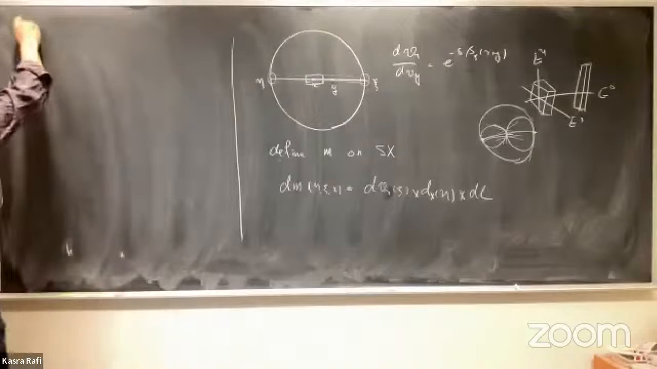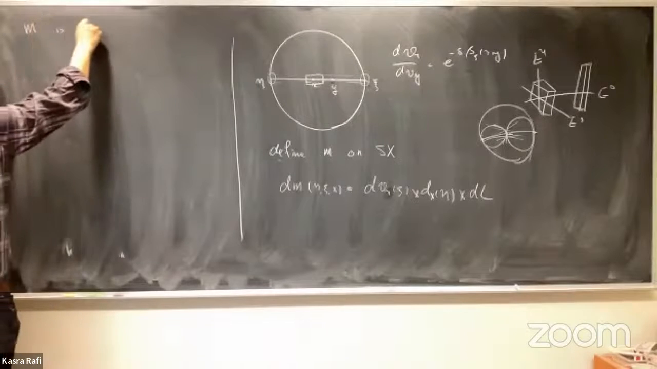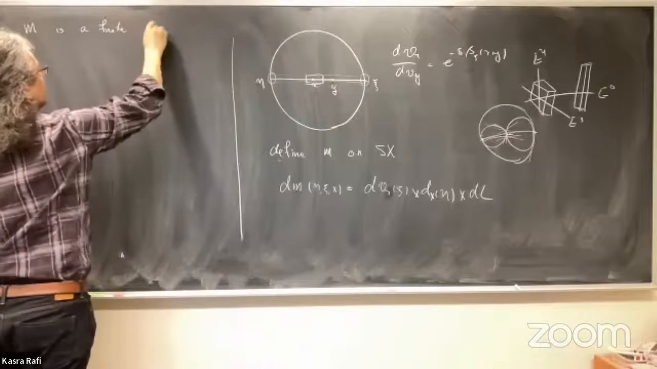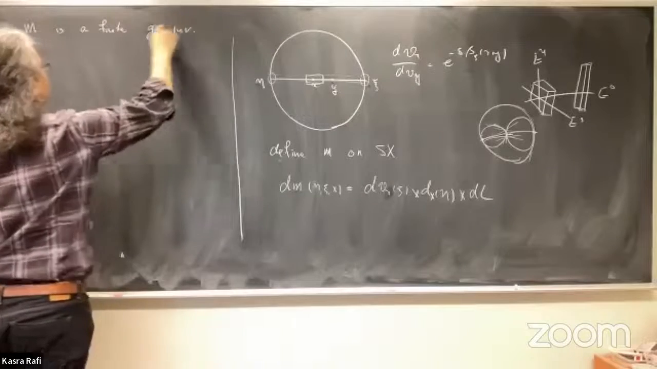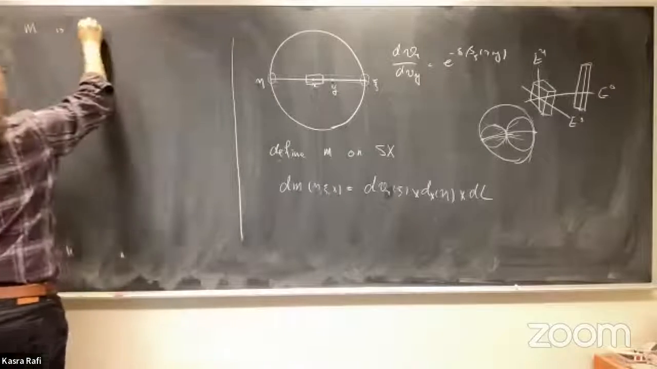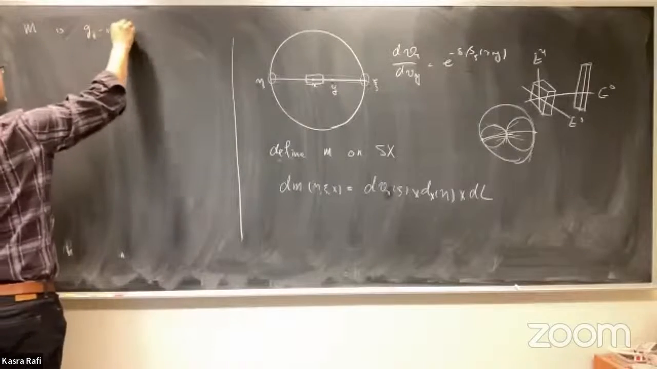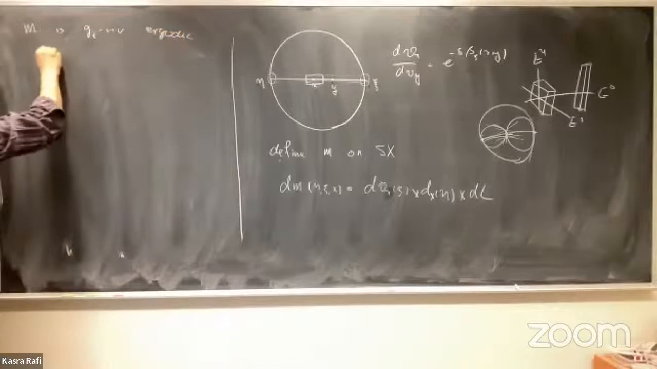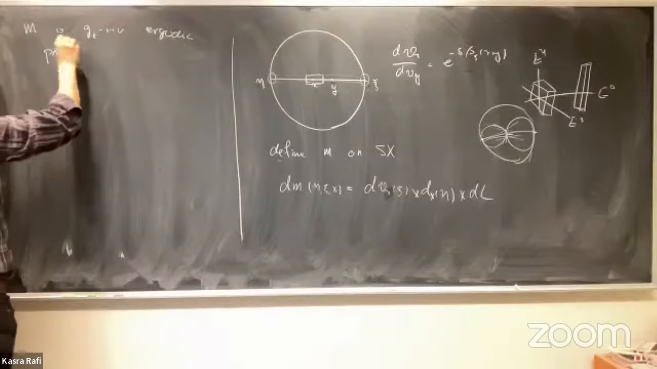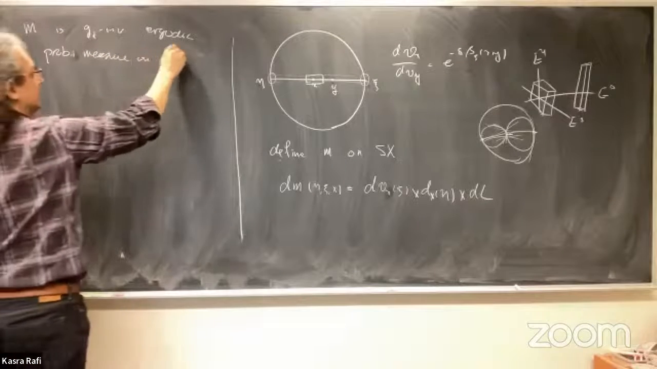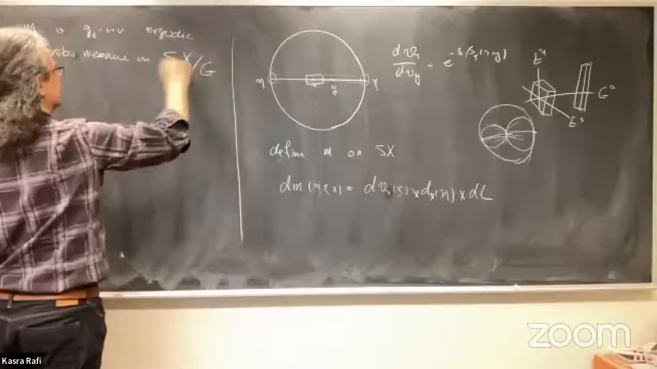Okay, so M is a finite, invariant, ergodic, probability measure on SX over G.